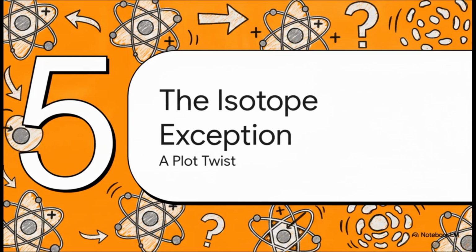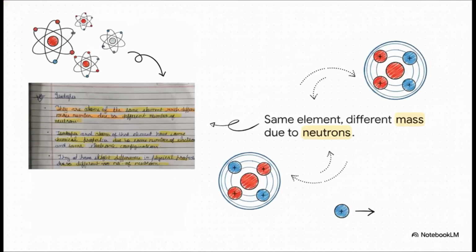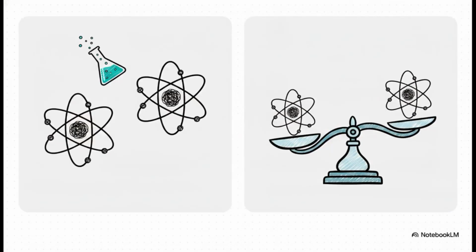And finally, that brings us to Section 5, the isotope exception, a plot twist. So, what exactly happens when atoms of the same element don't perfectly match? Enter the isotope. Isotopes are basically atoms of the same element that have a different mass number simply because their neutron count changes. The proton number stays exactly the same, but that neutral weight fluctuates. And this fluctuation creates a really unique dynamic. See, isotopes share identical chemical properties because their electron configurations remain completely untouched. Chemical reactions don't even notice the difference.